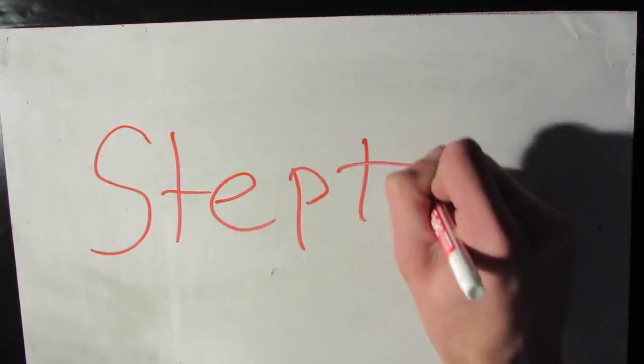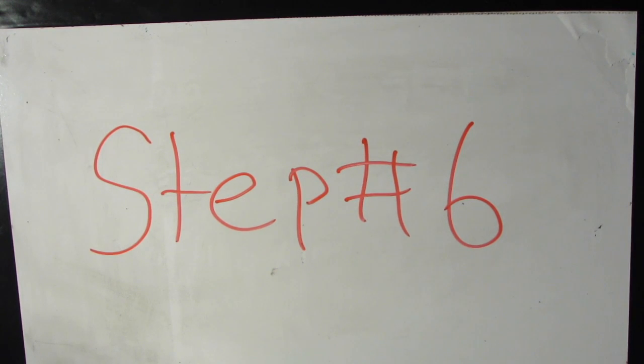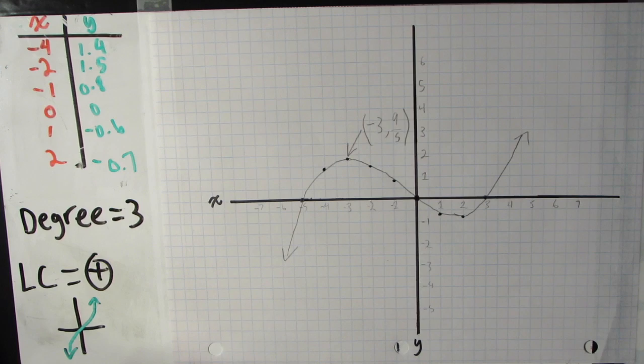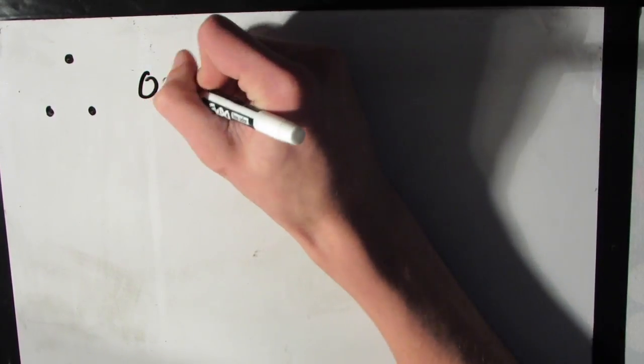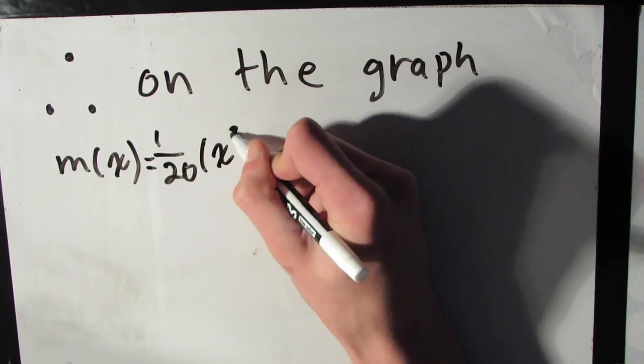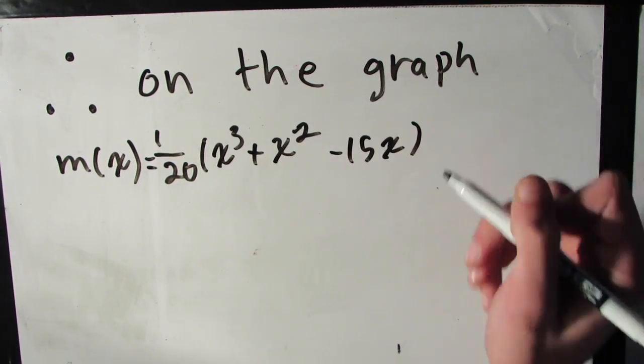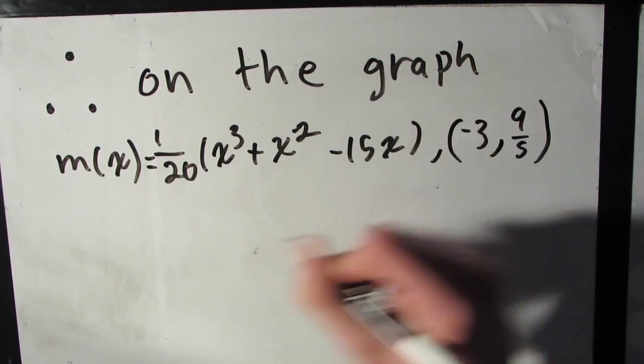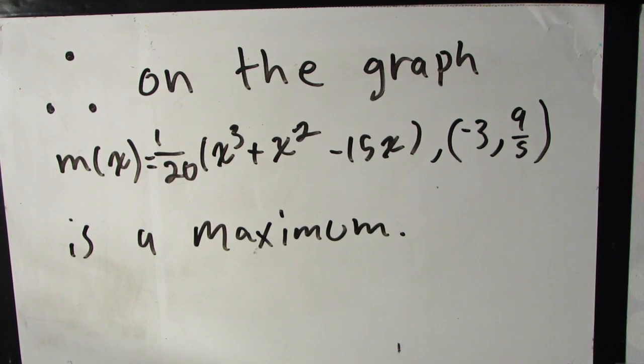Step 6. Determine if negative 3, 9 over 5 is a maximum or a minimum. When looking at the graph, you can see that negative 3, 9 over 5 is the highest turning point, making it the maximum. Therefore, on the graph, m of x equals 1 over 20 x cubed plus x squared minus 15x. Negative 3, 9 over 5 is a maximum.